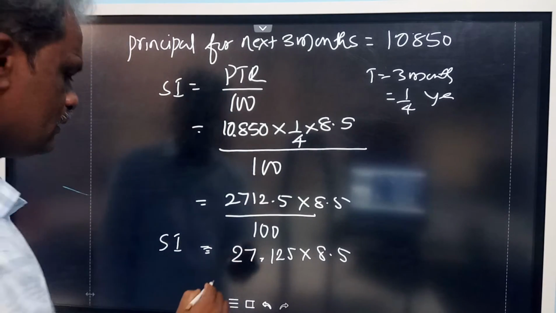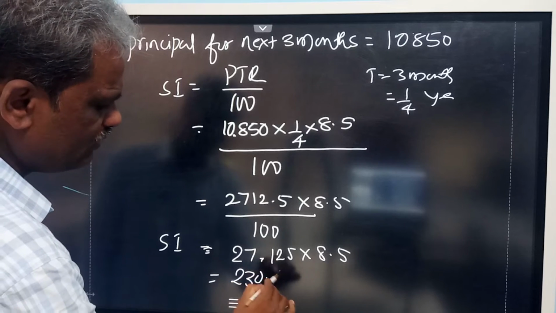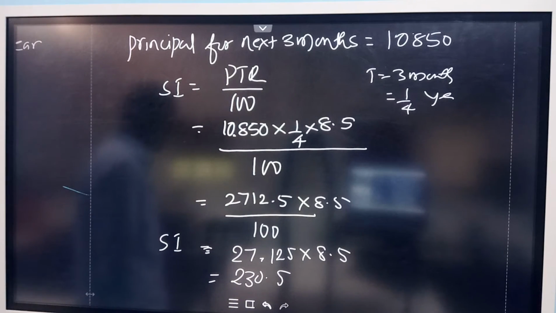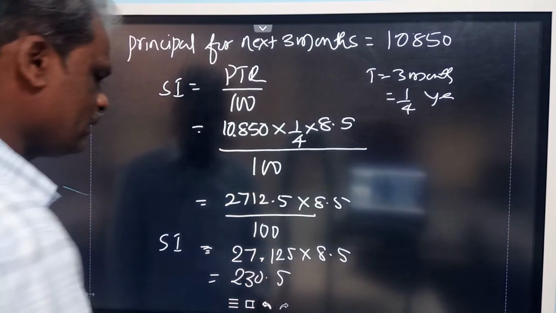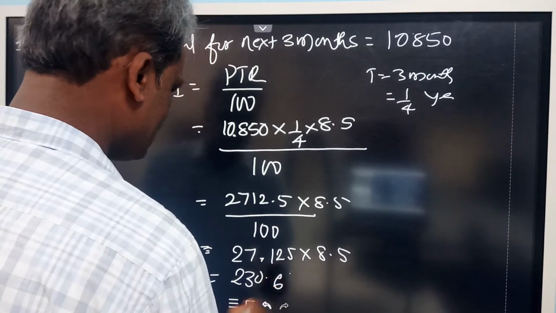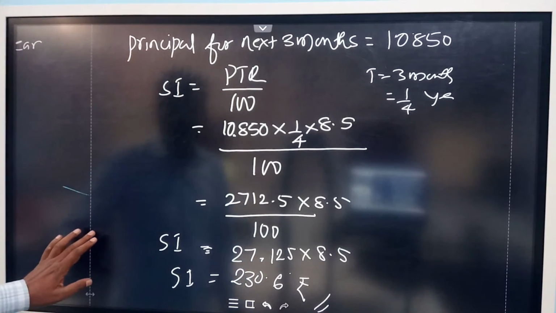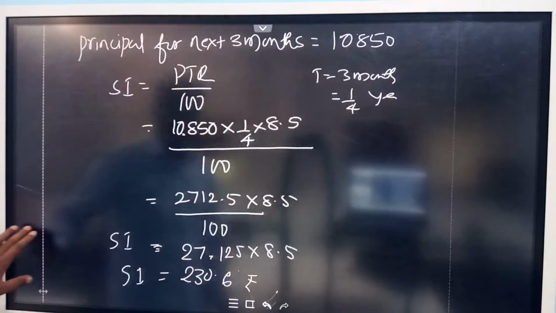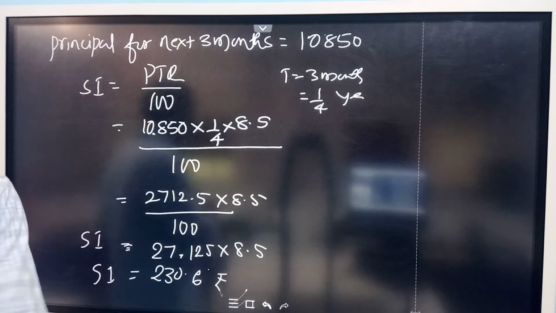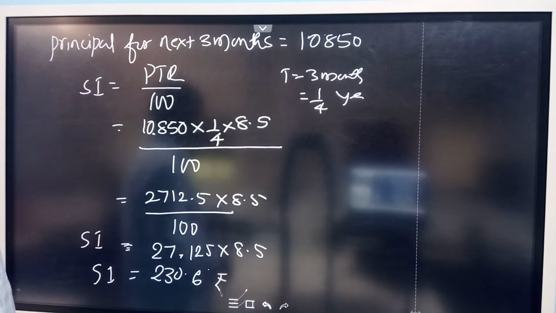So you will get approximately 230.5, or 230.6 you can take approximately. So this is the simple interest, an approximate value. So now, what is the amount?